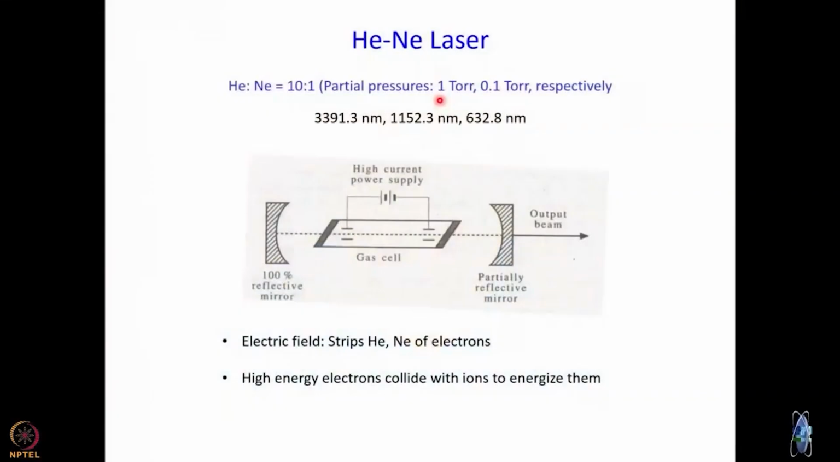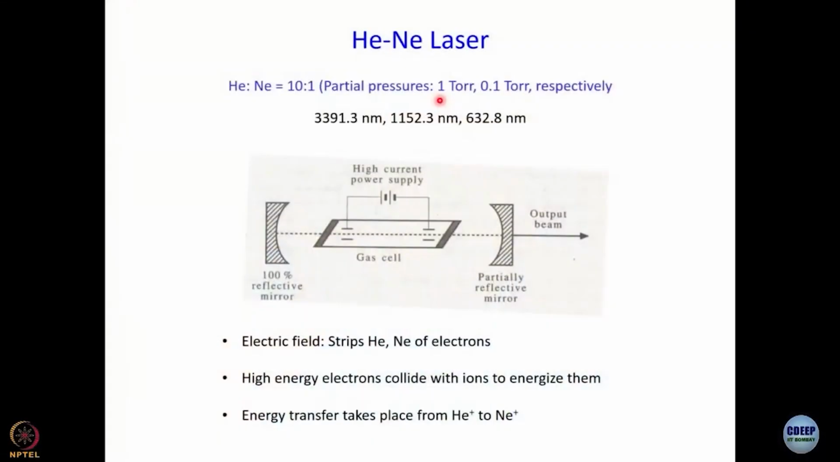Remember when we discussed lasers earlier, we said that you can have different kinds of pumping. One way of pumping a laser is by using another laser, optical pumping. Here we are not doing that, we are doing electrical pumping. So, it is important to understand the mechanism. You produce high energy electrons which collide with ions and transfer their energy to them. So, you have produced ions in their higher electronic levels, so to speak. In the second stage, an energy transfer takes place from helium to neon, and that is why you have to use a mixture of helium and neon.